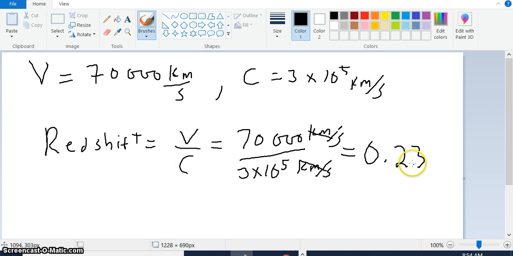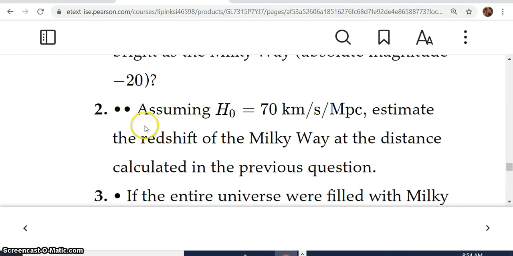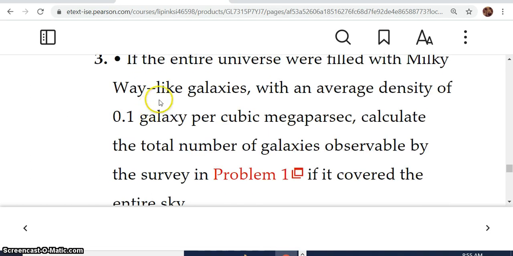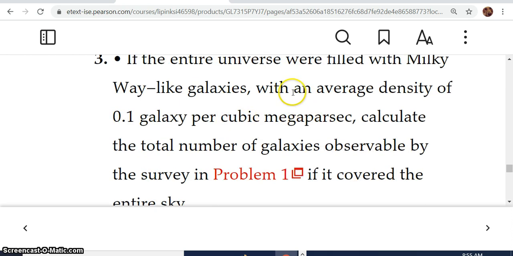Let's go on to problem number 3. Actually, let's just take a look at problem number 3 while we're thinking about it. Problem number 3 says, if the entire universe were filled with Milky Way-like galaxies, so a galaxy approximately the same mass as the Milky Way, and that's not a bad approximation, with an average density of 0.1 galaxies per cubic megaparsec.